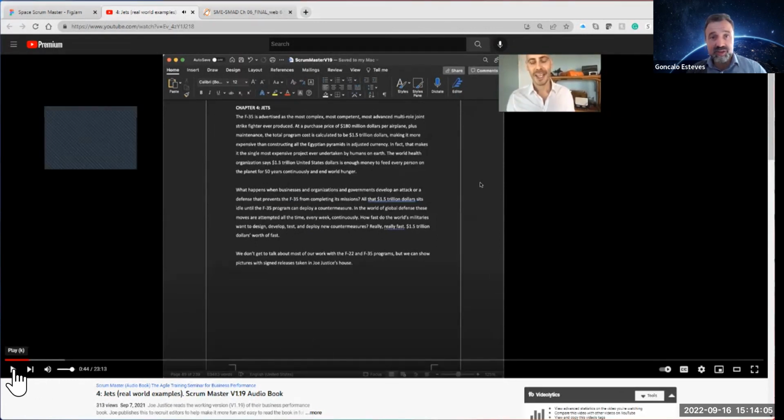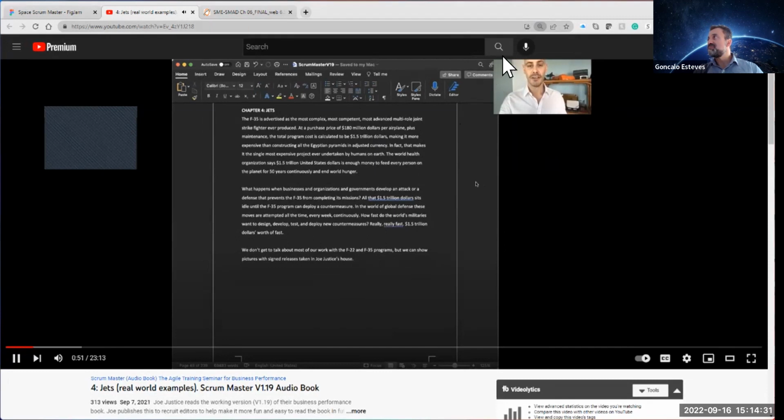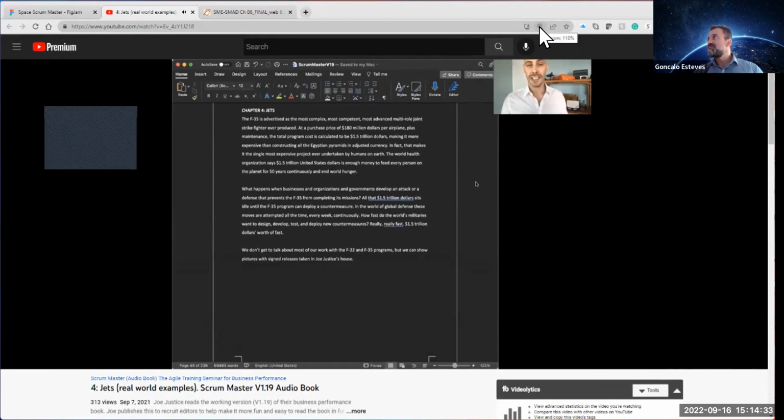I'm going to put myself in here so that I can check in with the information later on as we move in there. I usually move to 1.2, 1.3 so that we can cover everything, which works well. But let's see some of the considerations here, because some of them are really cool to know. The World Health Organization says 1.5 trillion United States dollars is enough money to feed every person on the planet for 50 years continuously and end world hunger.